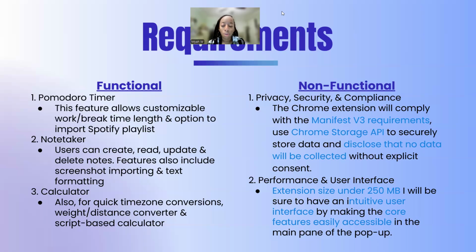consent. And for performance and user interface, I wanted the extension to stay under 250 megabytes. And actually, I kind of achieved this part. And of course, I got it to be intuitive. The way I have it now, everything that you need to access the Pomodoro timer is straightforward and familiar. There's no thought behind it. I think it's simple and straight to the point. And of course, it's available as your home screen, your main pane, so you can open it up and go straight into using it.